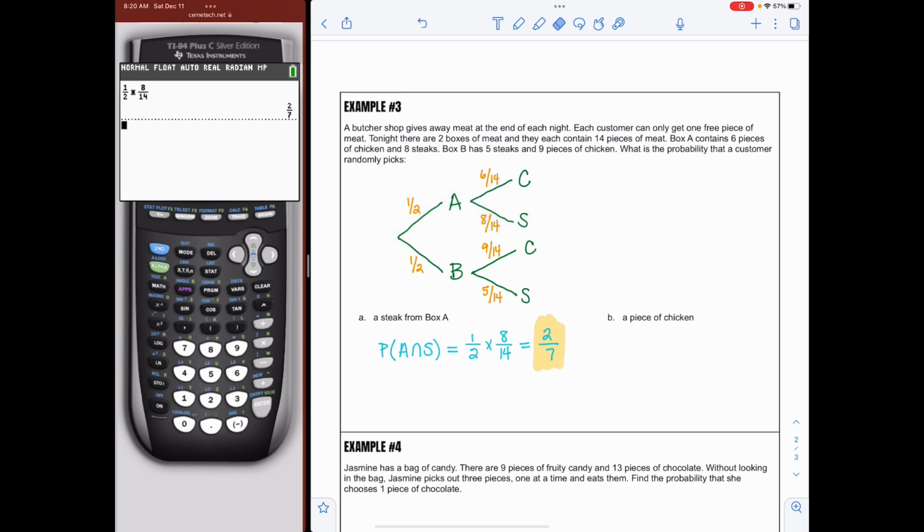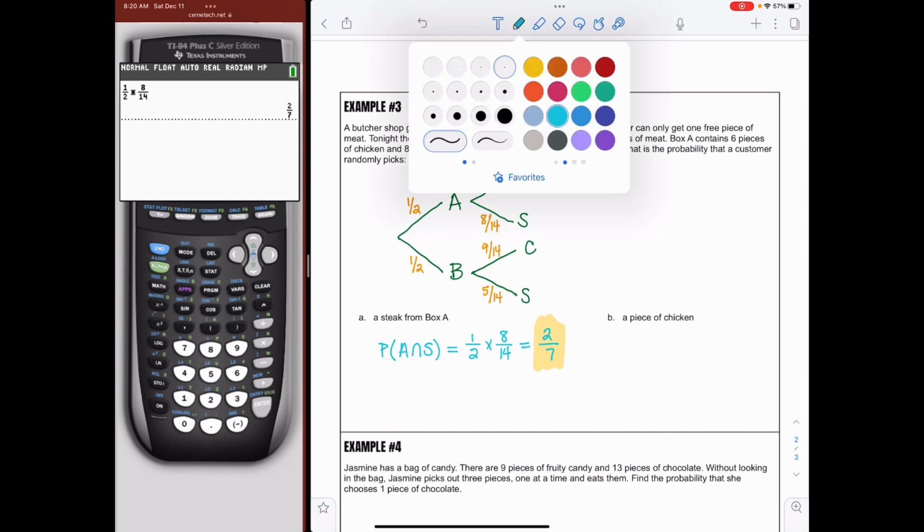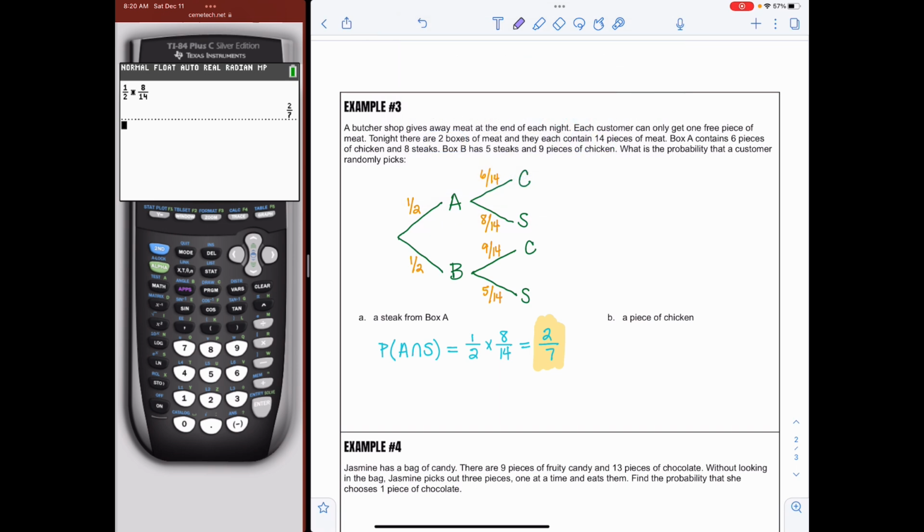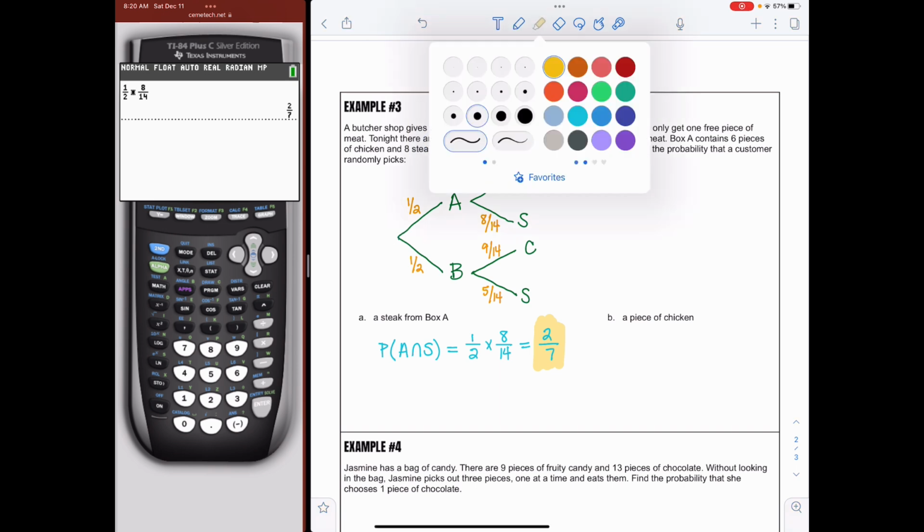All right. Part B says, what's the probability that you're going to get a piece of chicken? So let's look at the different ways that we can get a piece of chicken. So you can get a piece of chicken from box A.